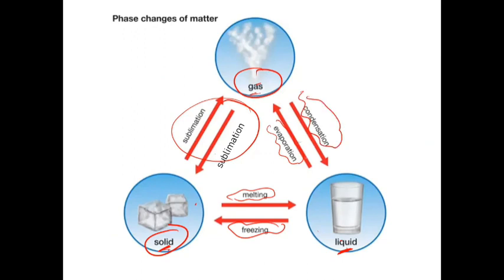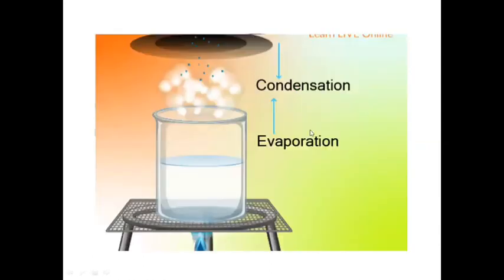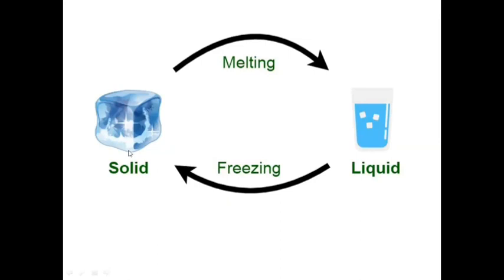And as we said, melting and freezing occur at the same temperature, like 0 degrees Celsius in water. Condensation and evaporation occur at the same temperature, as in water, 100 degrees Celsius. So the water evaporates at 100 degrees Celsius and condenses at 100 degrees Celsius. This figure represents the conversion from solid state into liquid state and from liquid state into solid state.